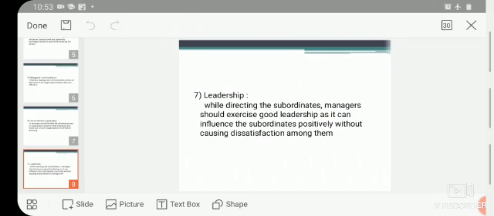Next one, leadership. Leadership plays a significant role. A manager should exercise good leadership as it can influence the followers. The followers are none other than the subordinates. They are following the instructions of the manager. So the manager is the leader. A manager should have proper leadership qualities. He should influence his subordinates. That means his decisions should influence the minds of the subordinates, and subordinates must follow the instructions of the manager. So the manager should exercise good leadership, which can influence the followers positively without dissatisfaction among them.